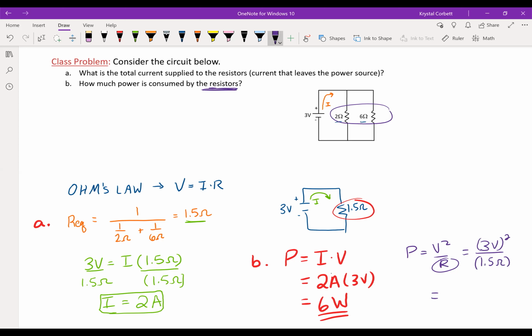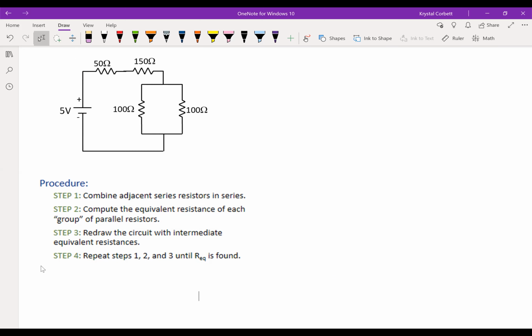And you should get 6 watts. Again, yes, 6 watts. So no matter the form of the power equation that you use, whether you use this form or this form, the P equals IV or the P equals V squared over R, you should get the same resulting value. So what if you're given a circuit that has both series and parallel components?